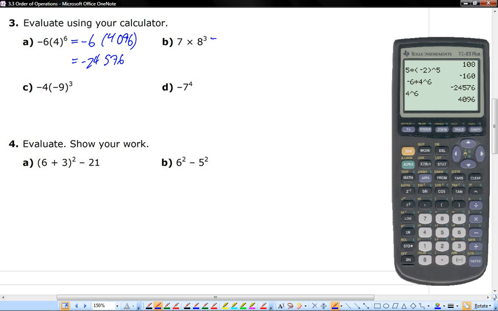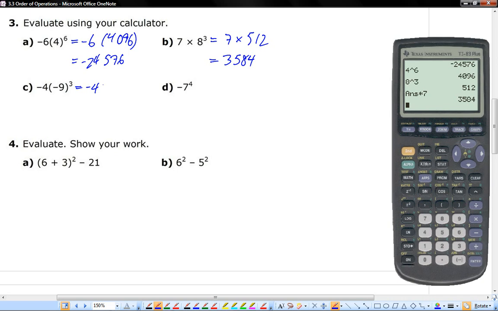Next one we have 7 times 8 cubed, so we're going to do the 8 cubed first, do the exponent. And it's going to be 7 times 512. And when I multiply that by 7, I get 3,584.